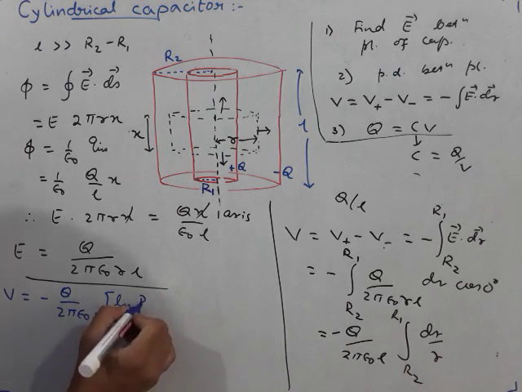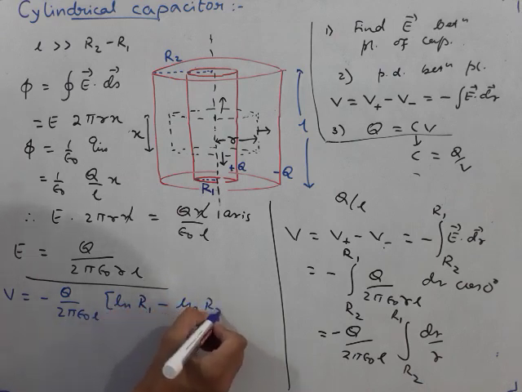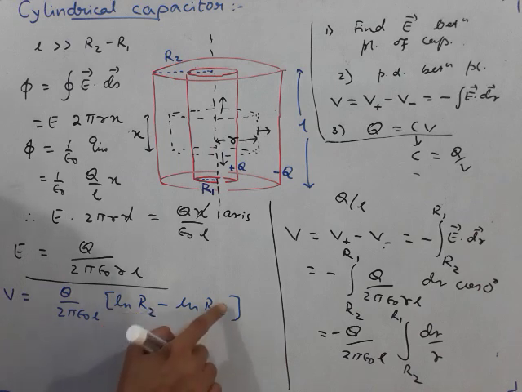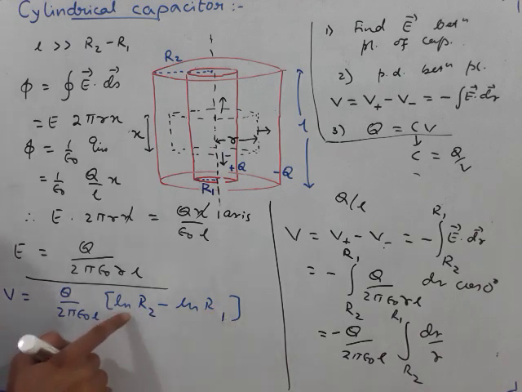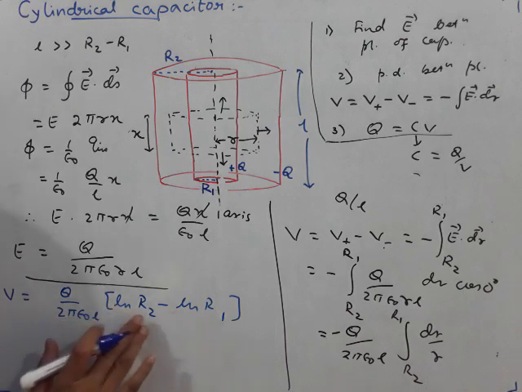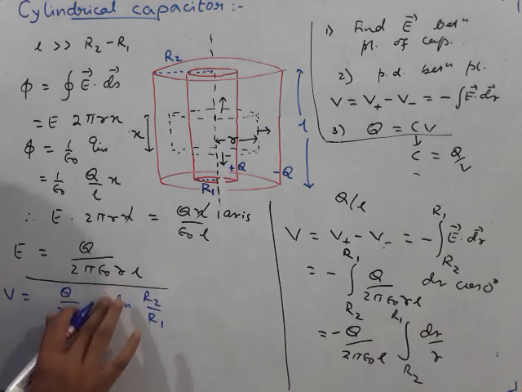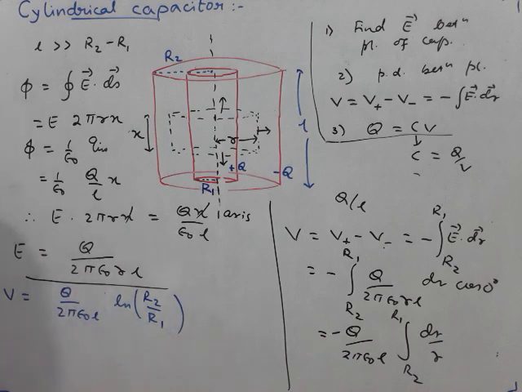ln R1 minus ln R2. Now take this minus sign inside, so this will flip, it will become ln R2 minus ln R1. Log A minus log B, you know students, what is the value? Log of A by B. So here it will become R2 by R1, so ln R2 upon R1. This is our potential difference. So this is our second step.